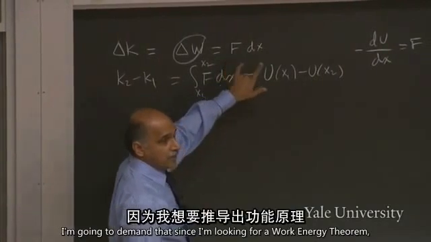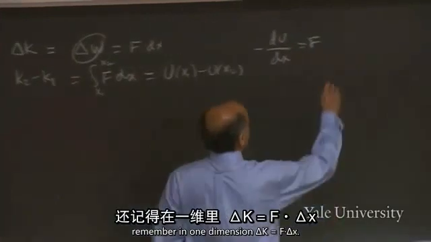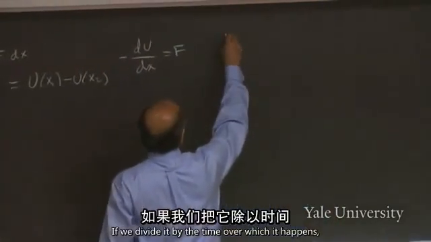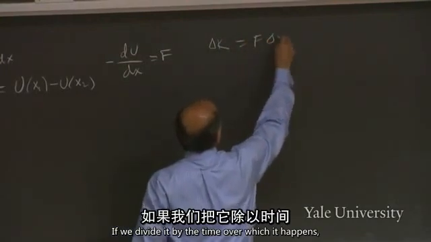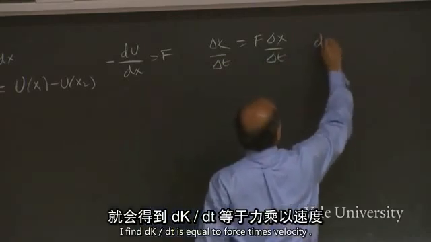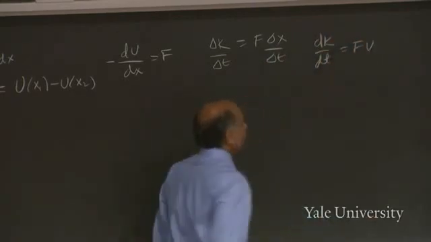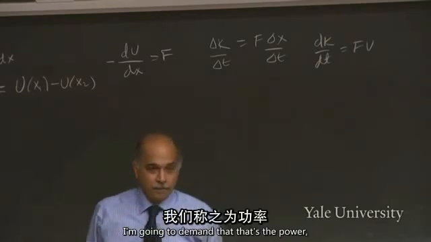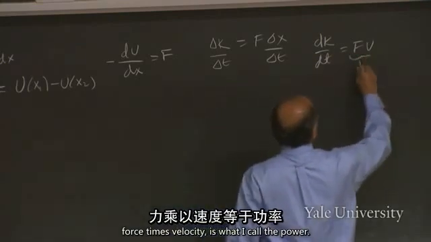Since I'm looking for a work energy theorem, I'm going to demand that, remember in one dimension, delta K is F delta x. If you divide by the time over which this happens, I find dK dt is equal to force times velocity. I'm going to demand that that's the power. Force times velocity is what I call the power.